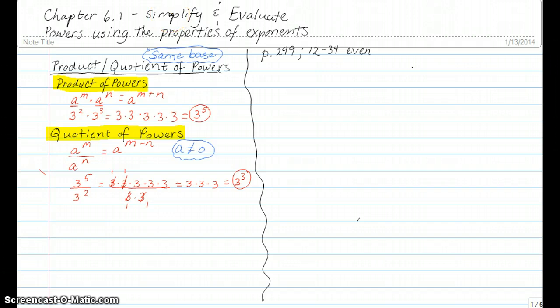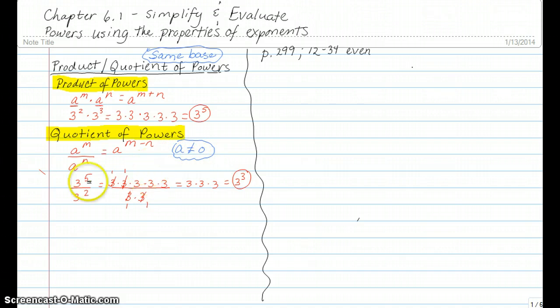Okay, the next power that I want to talk to you about is the quotient of powers property. This is the next property. And here, again, you'll see the same bases, they're both a. a to the m over a to the n is going to equal a to the m minus n, that'll be your power. Now, whenever you have division, your denominator can never be 0. So in this case, you have to state that a cannot equal 0.